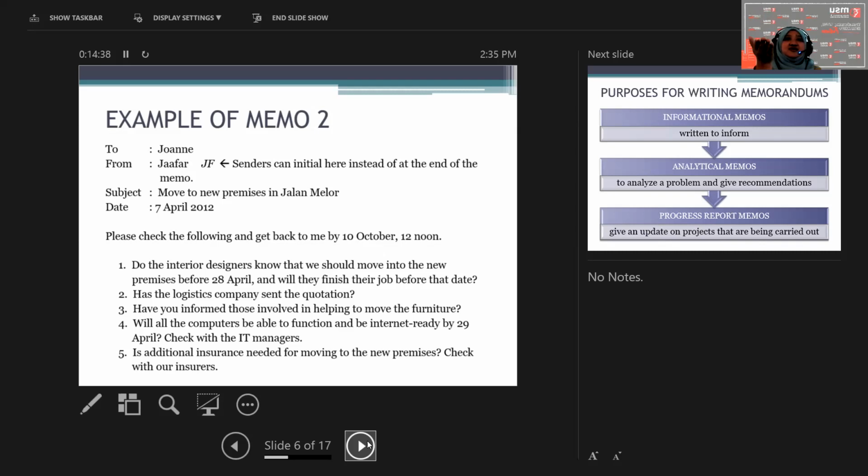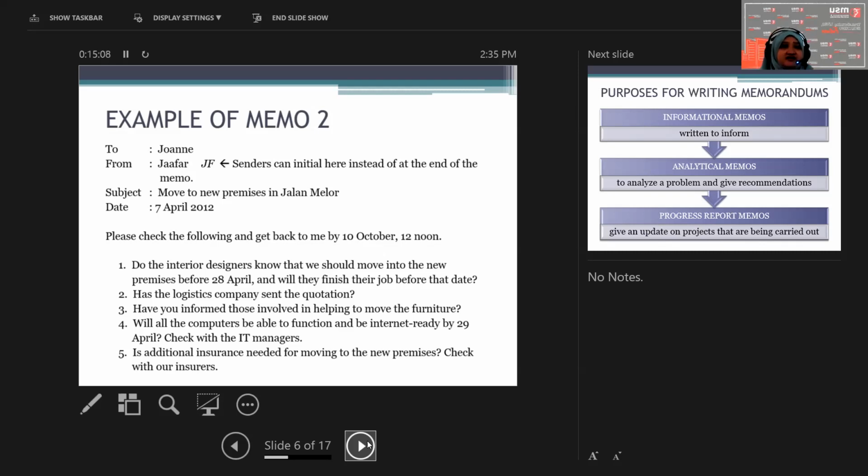Yes, question. There's no mistake that the memo doesn't have initial, right? Initial is at the bottom. Oh, yes. Signature. Yes, because the space for "to" and also "from" must be filled in.